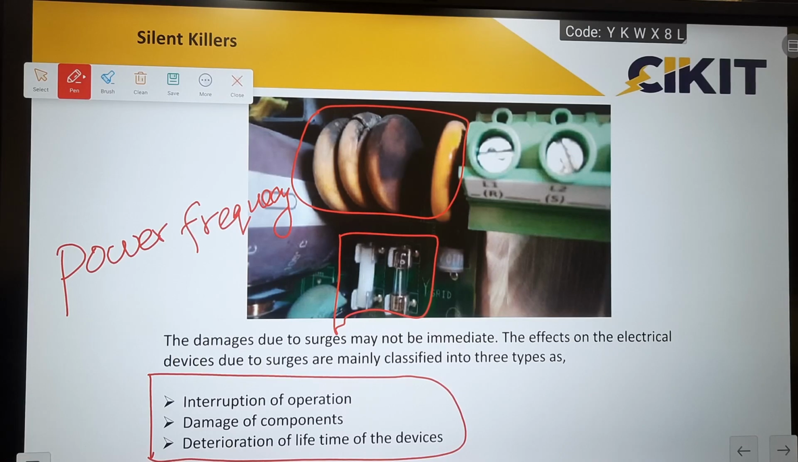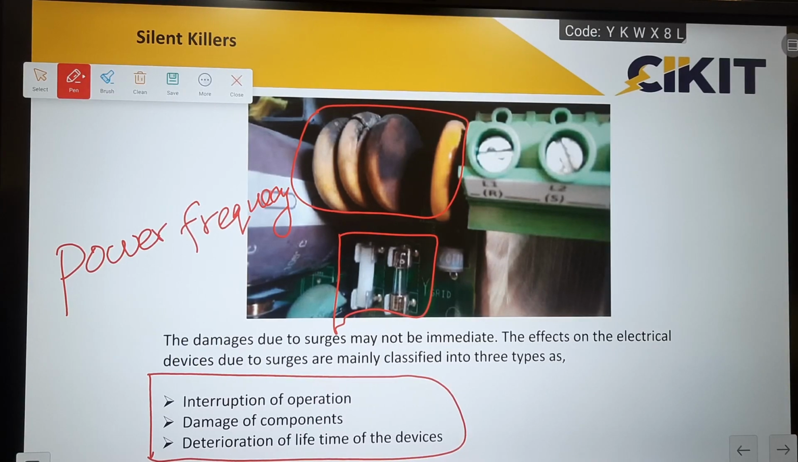If a surge is continuous, the probability of it causing damage the first time itself will be much lower. In some cases, if the surge is continuous, it will result in interruption of operation. The equipment may get turned off, and if you turn it on again, it will start functioning normally. In some cases, it will result in damage of components, as shown in the image. And if the surge magnitude is much lower, the damage will be minimal because it is not sufficient to cause damage.